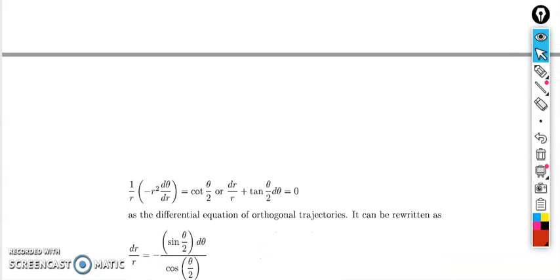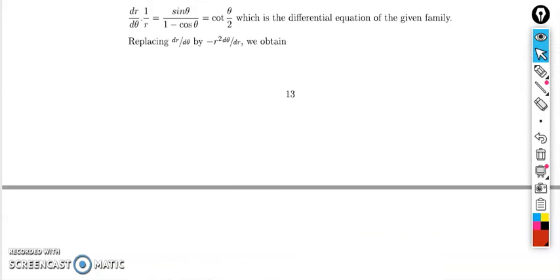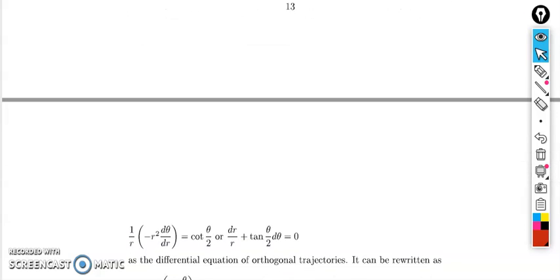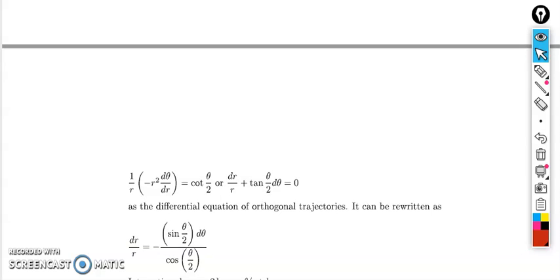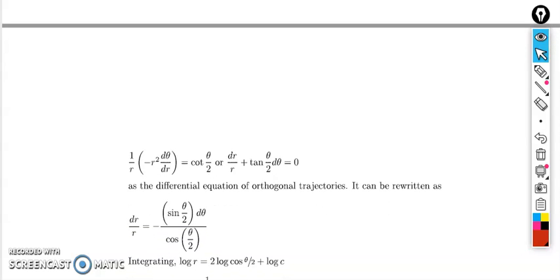Here, for this one it is cot theta by 2, so we have dr by r plus tan theta by 2 d theta. Integrating both sides, this one dr by r is this, and when you integrate it the result becomes this. The integration gives log r equals 2 log cos theta by 2 plus log c.